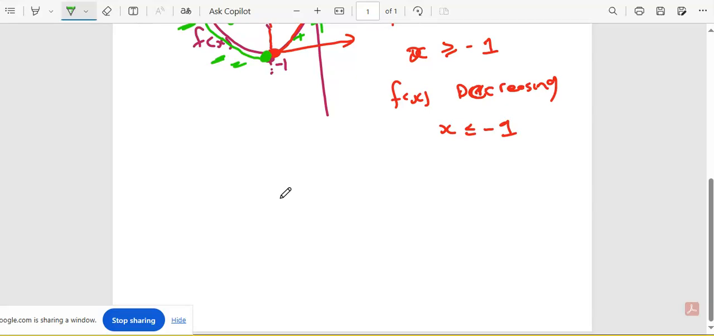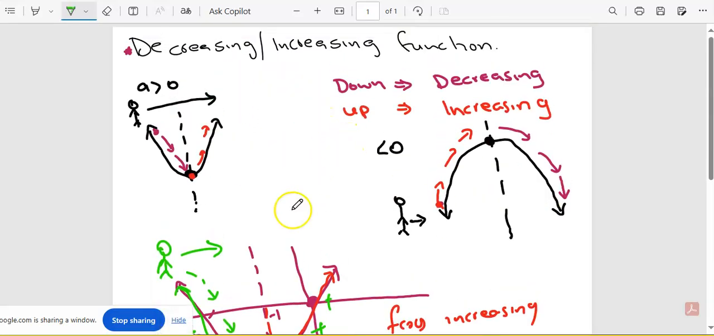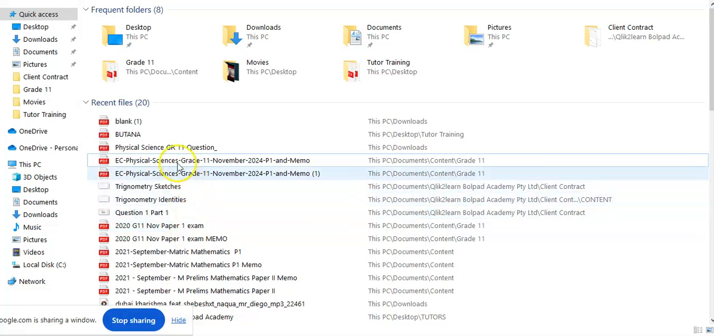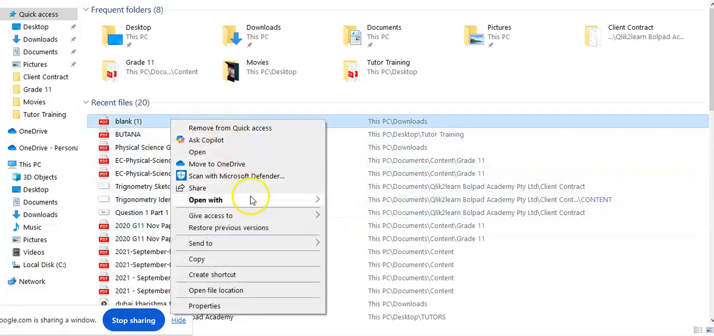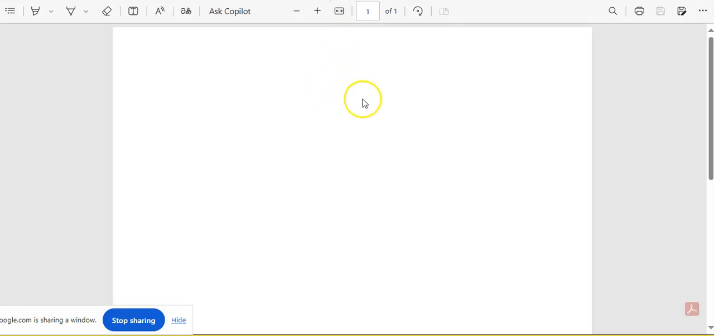Okay, that is the information I wanted to share with you on a parabola. Right, we're just going to take one example of a parabola, then I'm going to mix it with something else. Okay, let's start with this one. Let me try to open a blank page. Okay, let's start with this example.